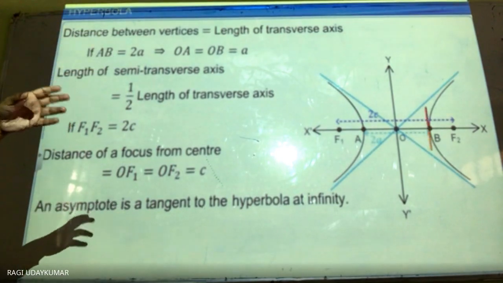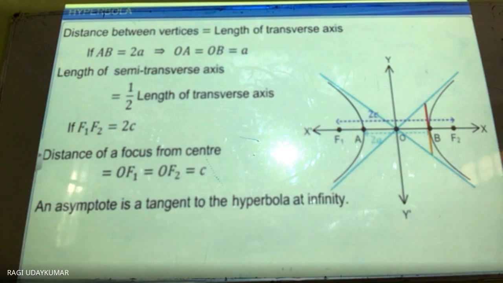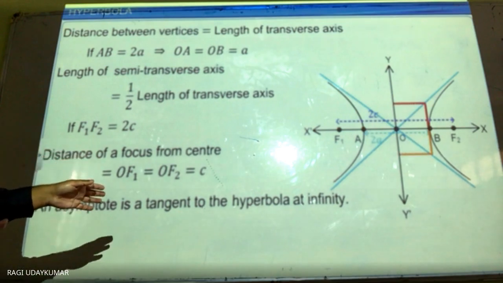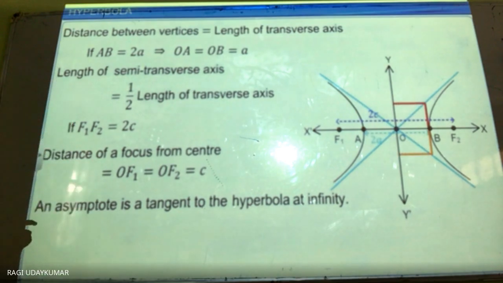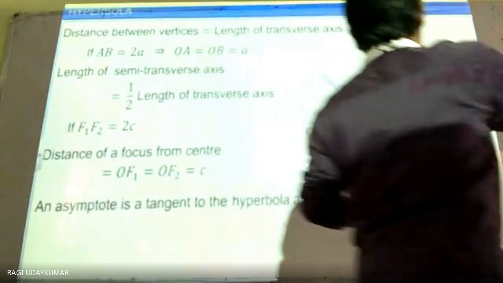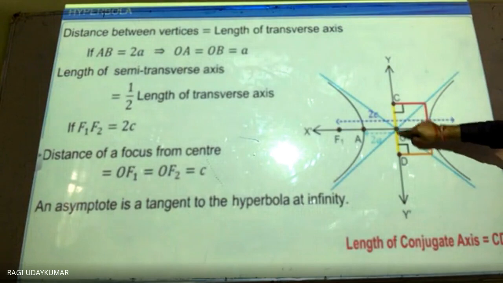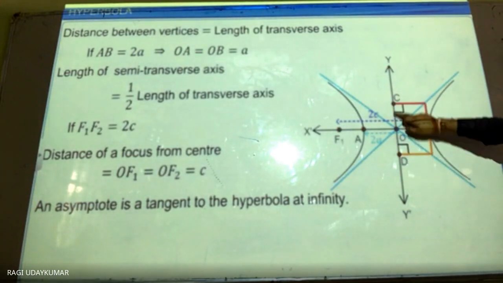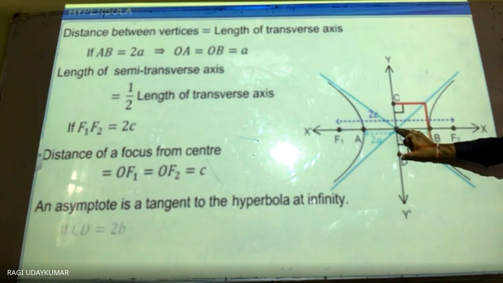b will be defined in such a way that b is equal to the square root of c squared minus a squared. So whenever you take the b value, the points C and D will be marked. The distance between these two points, CD, is the length of the conjugate axis, and it will be denoted by 2b.